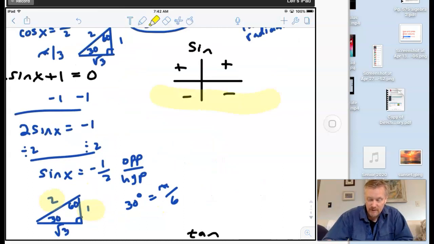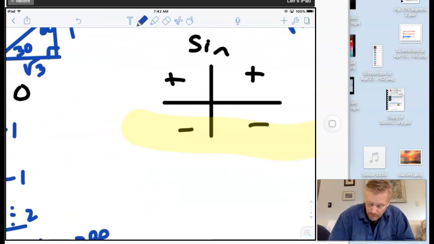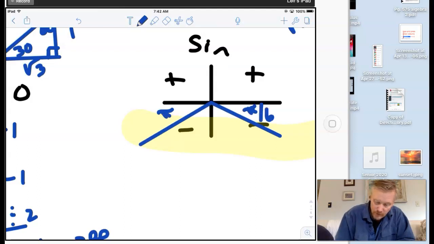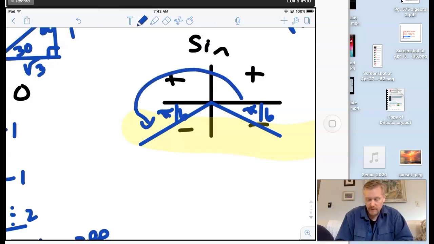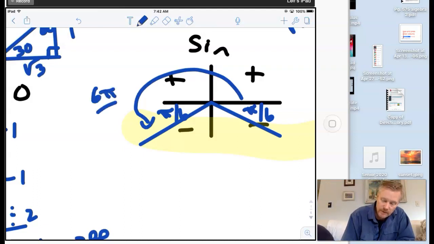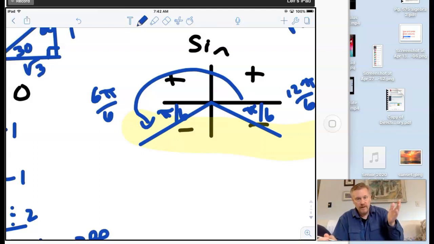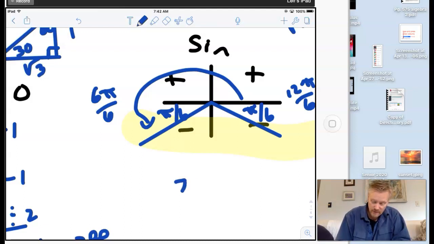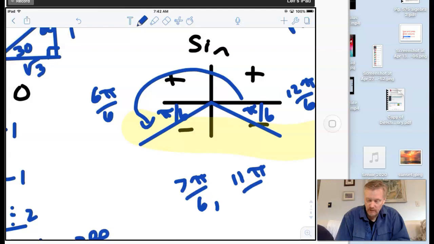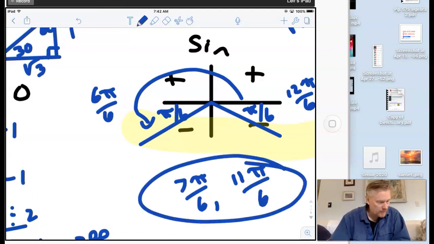Now, I know that the sine is negative in those two quadrants, so that's where my two angles are going to go, all right? So it's here and here, and if this is pi over 6 and this is pi over 6, those are my two answers, except, how far is it from here over to here? Well, 6 pi over 6 is halfway around, and 12 pi over 6 is all the way around, right? Because 1 pi is halfway around the circle, 2 pi is all the way around, which gives me 6 pi over 6 plus 1 pi over 6 is 7 pi over 6, and 12 pi over 6 minus 1 pi over 6 is 11 pi over 6, and those will be my two answers.